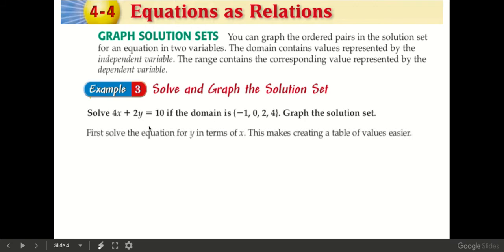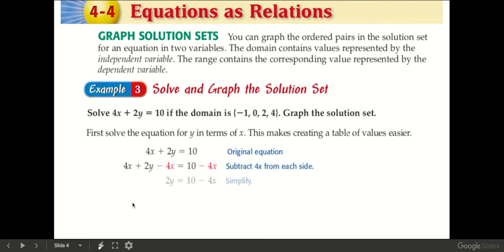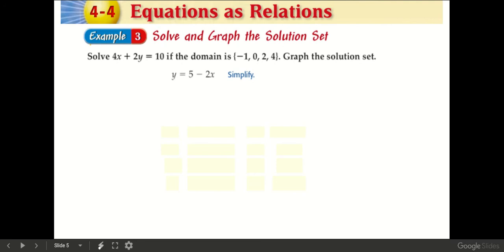So let's go ahead. First, I'm going to take this equation and solve it for y, get y all by itself. And so here's my original equation. So if I wanted to get y by itself, I would start by subtracting 4x from each side. And that would give me 2y equals 10 minus 4x. And then I would divide both sides by 2. And then that would give me y equals 5 minus 2x. The main reason for doing this is now I can substitute numbers in for x, and it's really easy to figure out what y equals. So let's go ahead and do that.